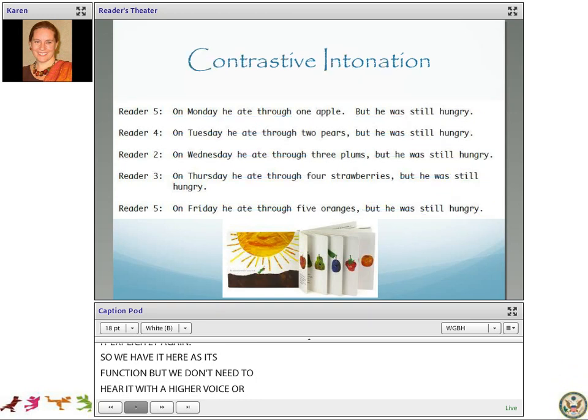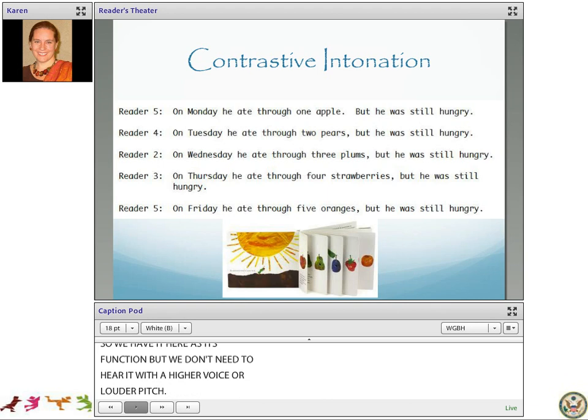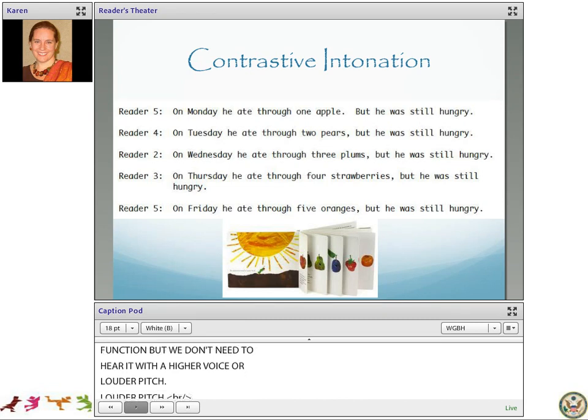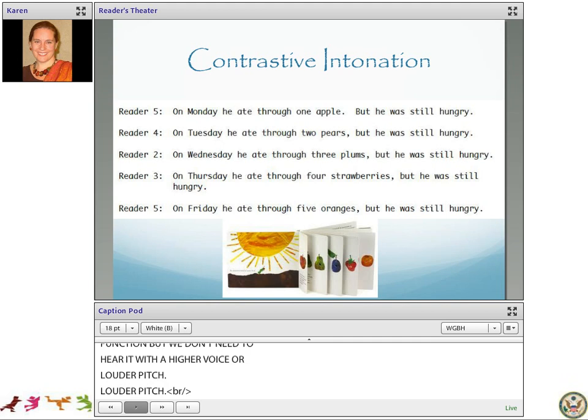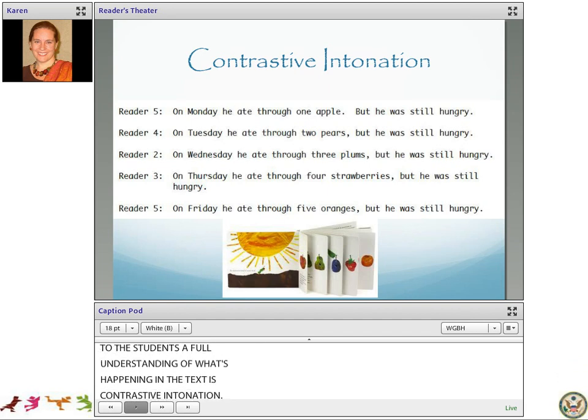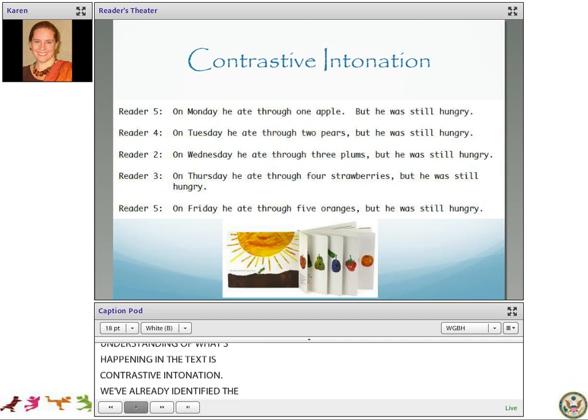The other kind of intonation that I would pay attention to in a text like this, and again, we're looking at ways to exploit the text and to really deliver to the students a full understanding of what's happening in this text, would be contrastive intonation. We've already identified the repetition in Monday, Tuesday, Wednesday, Thursday, Friday in the second part of each of those words, but those are contrasting words. They're different days of the week.